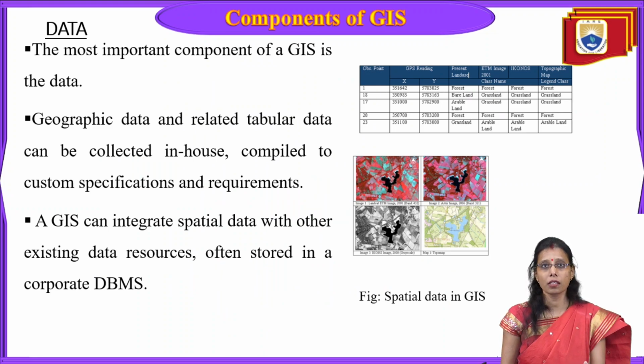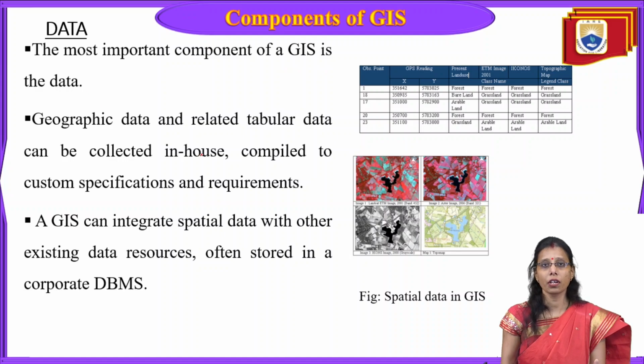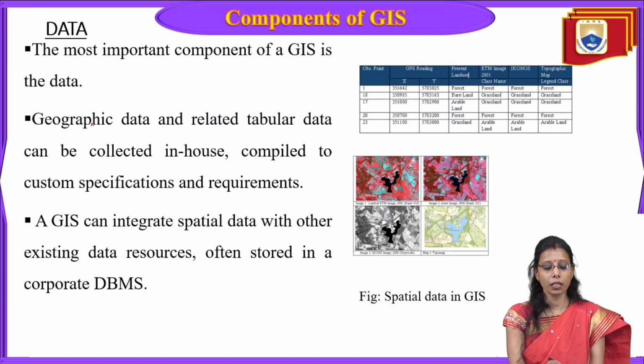Now coming to the next major component of GIS, that is data. The most important component of GIS is data. We have hardware, we have software, but if you don't have data, you cannot work with GIS. So if you have hardware and software, you have to see that you have sufficient data to get a proper output. The most important component of GIS is the data.